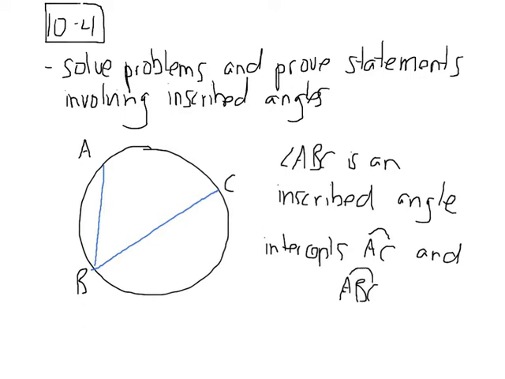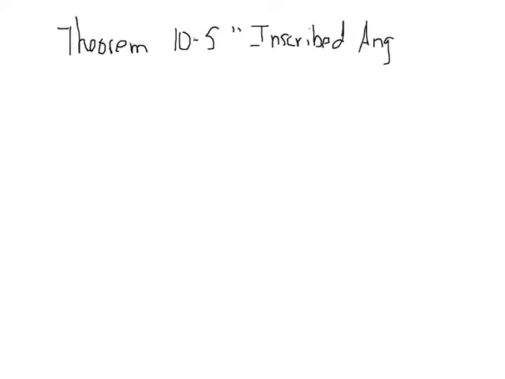So you might be thinking, is there a relationship between the measure of the inscribed angle and the measure of its intercepted arc? For purposes of what we're talking about here, I'm going to talk about the minor. Well, that relationship is going to be theorem 10-5, which is going to be called the inscribed angle theorem. In your homework book, it is homework theorem 9-7.